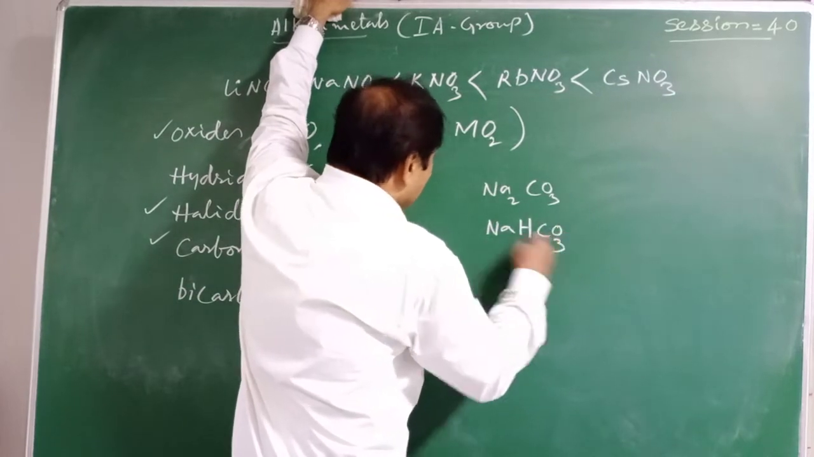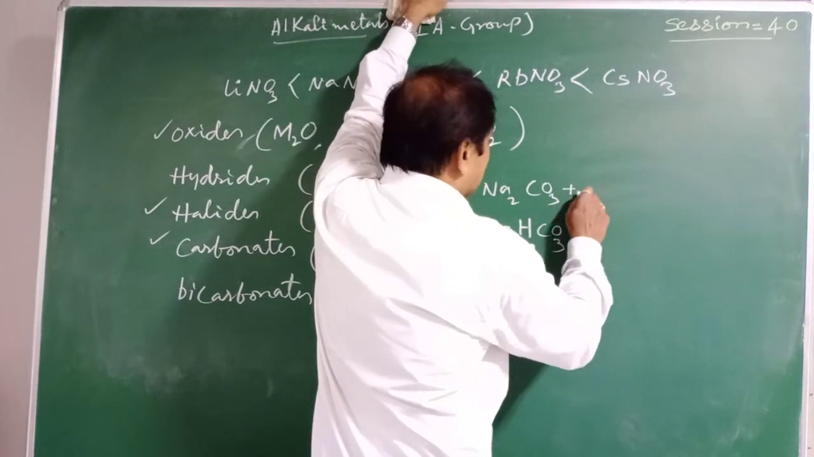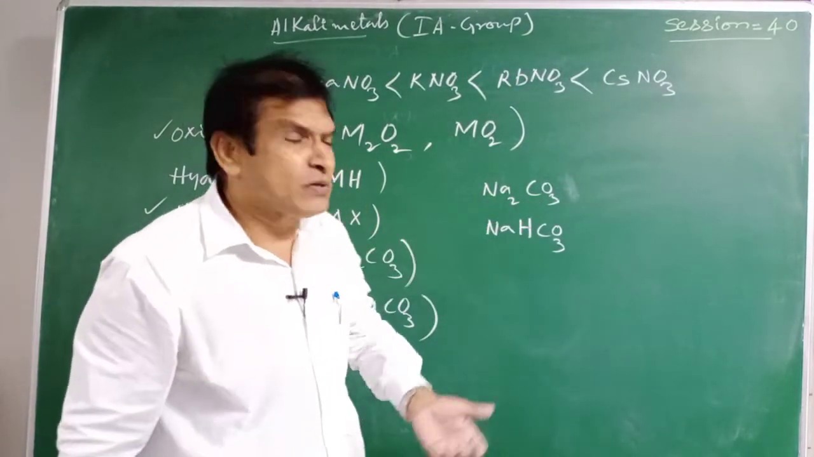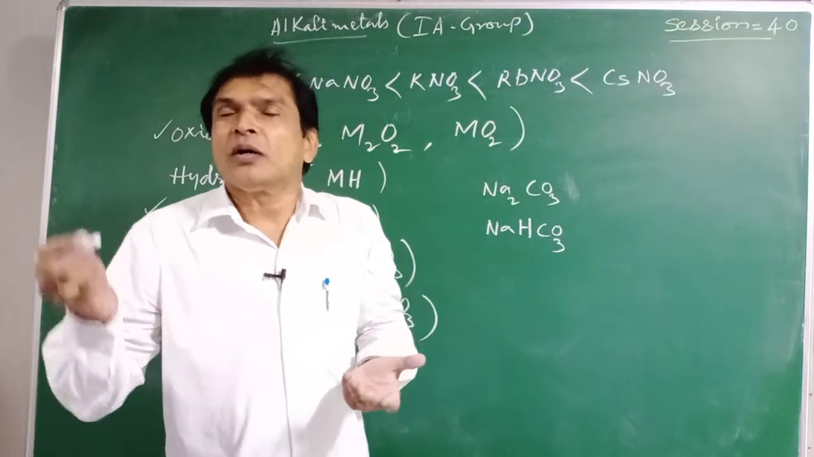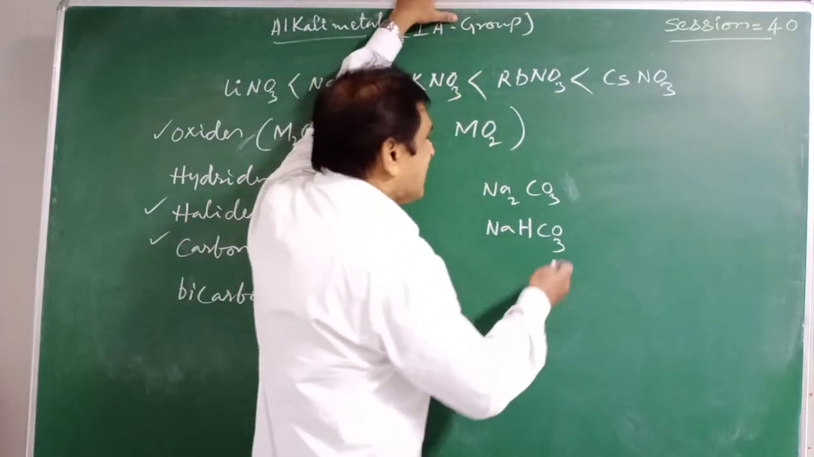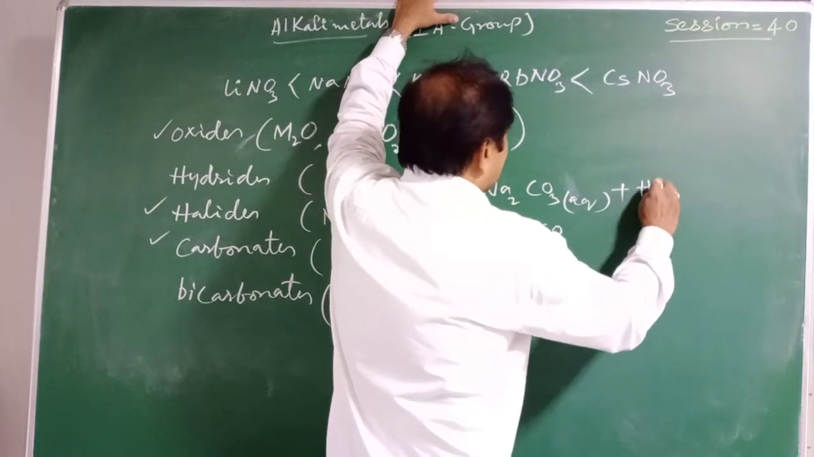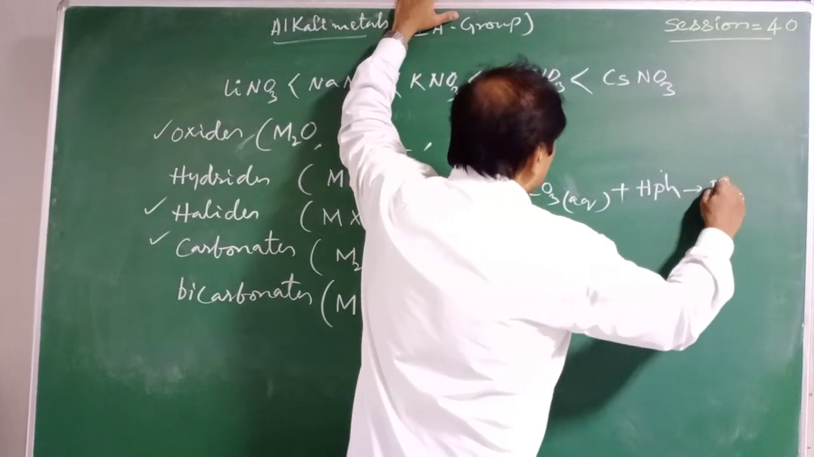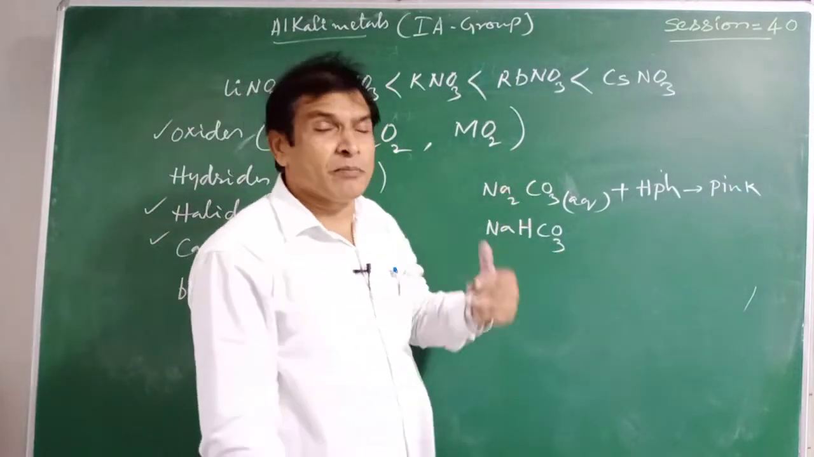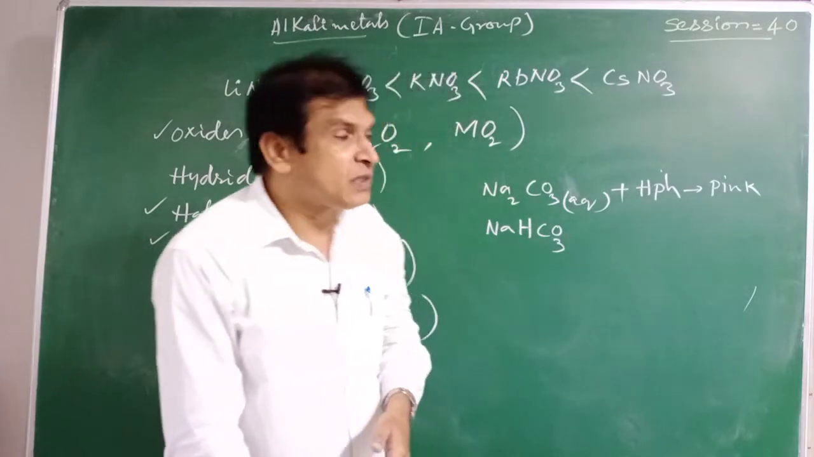They can be easily identified by the indicator. When phenolphthalein indicator is added to aqueous solution of sodium carbonate, phenolphthalein produces intense pink color with strong basic medium. So the aqueous solution of sodium carbonate with phenolphthalein indicator gives pink color. That is why if the solution gives pink color, we can say it is a carbonate solution. Being strongly basic, it produces dark pink color with phenolphthalein.